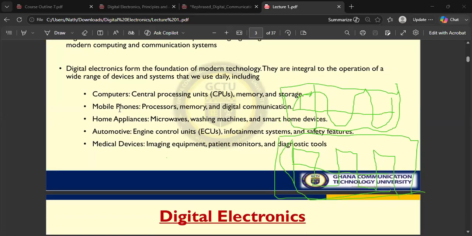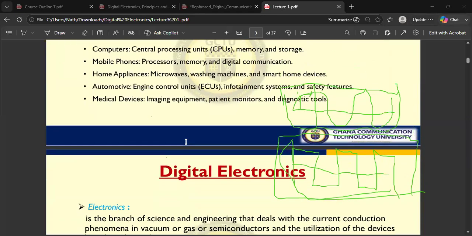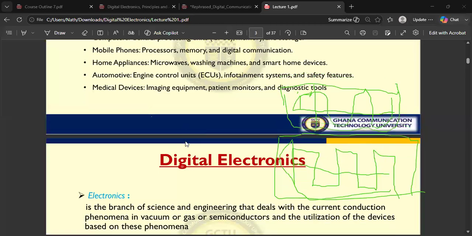Then we have another form of digital electronics: digital systems like mobile phones, right? The mobile phones are made up of the same processors, memory, and the others. And then you have home appliances like the microwave, washing machines, and smart home devices. They are all digital systems. And then automotive systems like the engine control unit and the safety features. All these things are digital systems, and you have medical devices as well, which are made up of the imaging equipment, patients, and diagnosis.